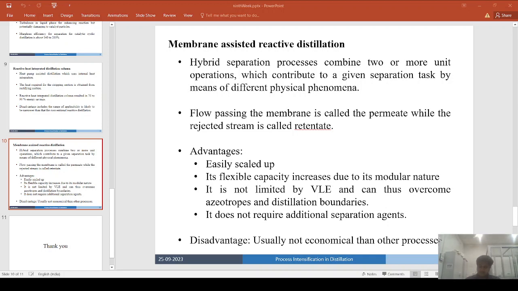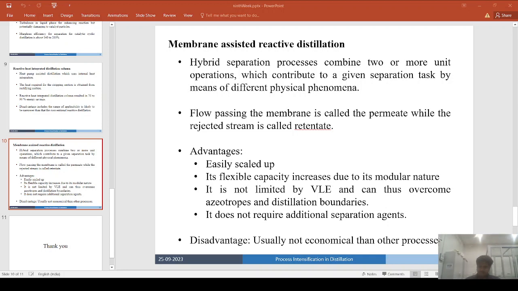The mass transfer is based on different physicochemical interactions between the components and the membrane. So the basic terminology is that whatever passes through the membrane is called the permeate, and what is rejected is called the retentate. The governing mass transfer phenomena in this operation are based on the different physicochemical interactions between the species and the membrane.